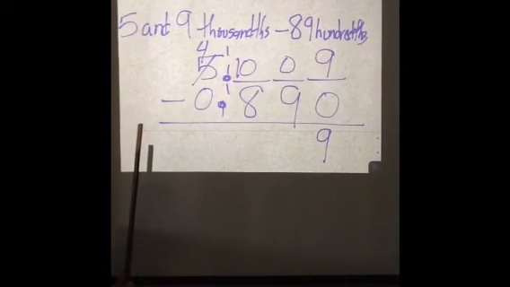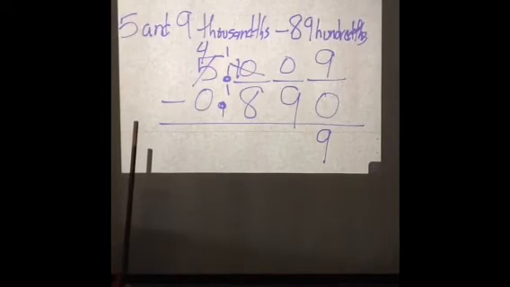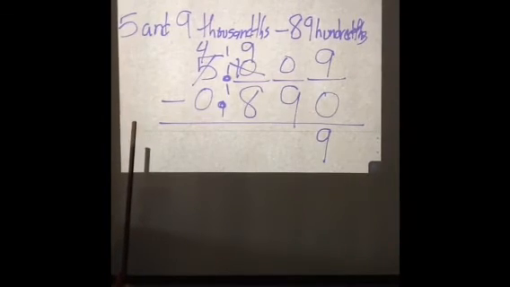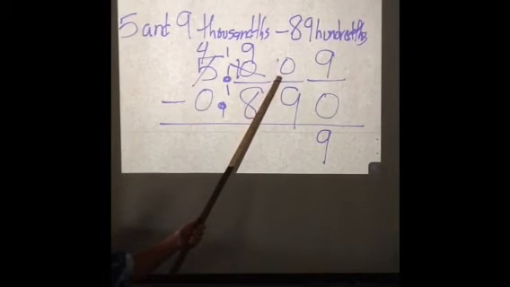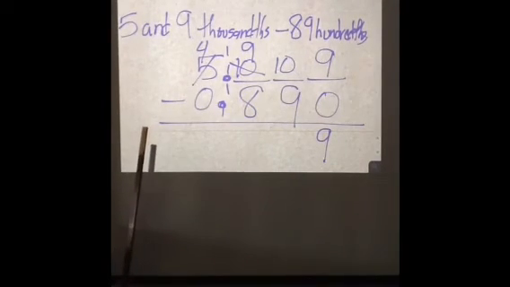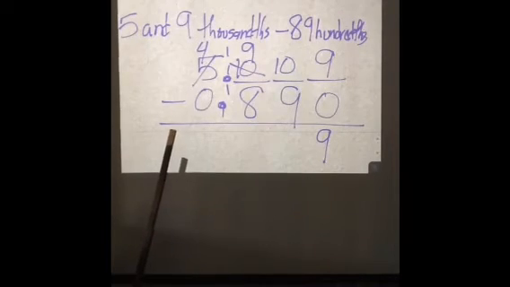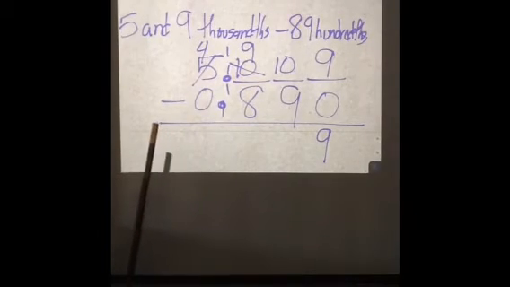10 tenths. Take one of them away. I'm going to make it a 9. And then I'm going to make this what? A 10. Hold up 10 fingers. I'm going to take 9 of them away. How much do I have left? 1.